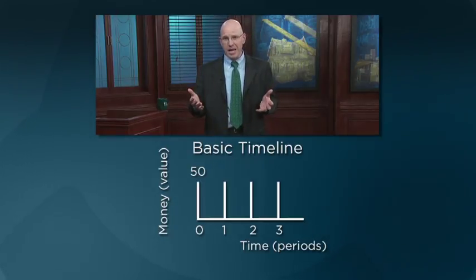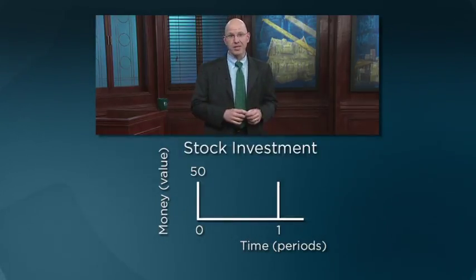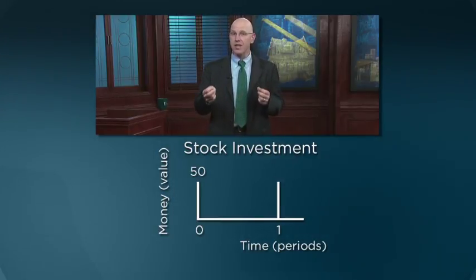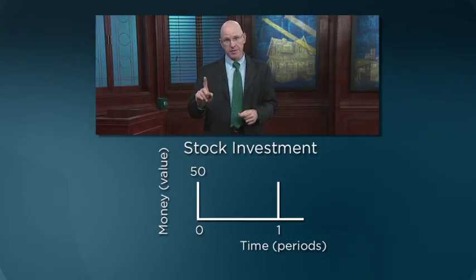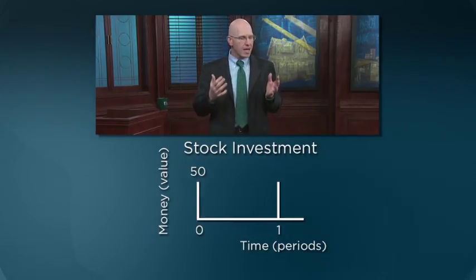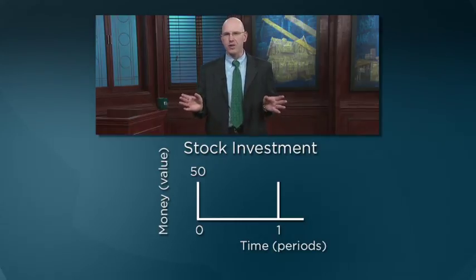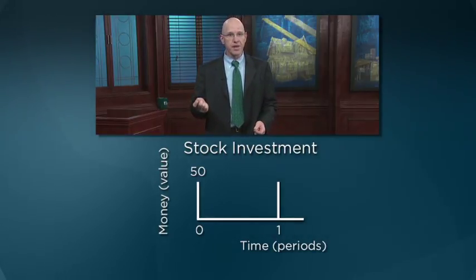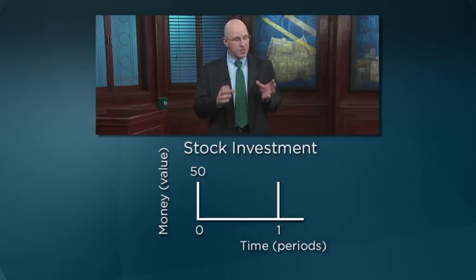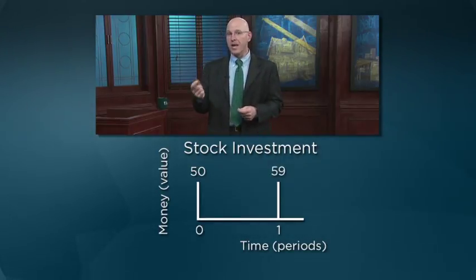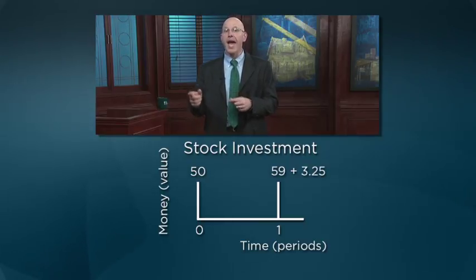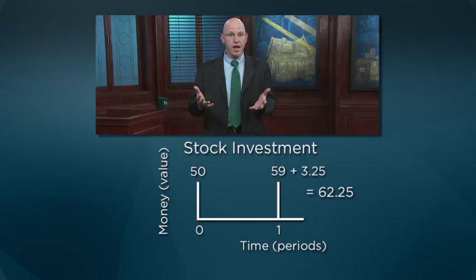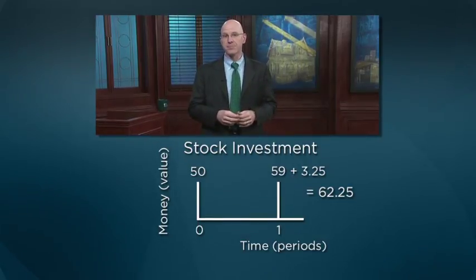Now let me use the timeline to visualize this stock investment. I'm assuming that I buy the stock at time 0 and check the value of the stock and the dividends at time 1. Again, the length of time between time 0 and time 1 is completely arbitrary for now. So here's what the investment looks like so far. I have the value of 50 at time 0, and the stock price of 59 and the dividend of $3.25 added together at time 1. Note that the total value is the value of the stock plus any dividends.